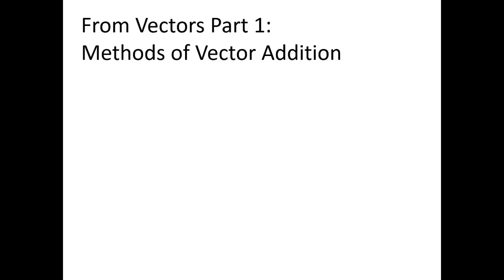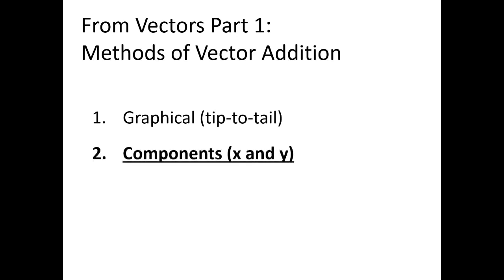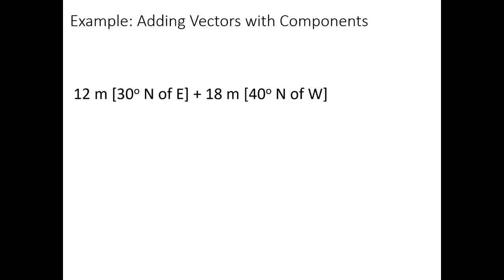Okay, so now that we can break vectors into their individual components, now we'll talk about how to add those things together. In our first lesson on vectors, we talked about adding vectors graphically, or tip to tail. The whole reason that we are finding the components of vectors is that we are now going to add them using the component method, which gives us a little more accuracy and flexibility in how we find answers for more complicated questions. Okay, so here is a question where we are going to add two vectors together. We've got 12 meters at 30 degrees north of east plus 18 meters 40 degrees north of west.